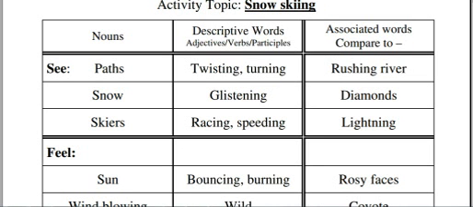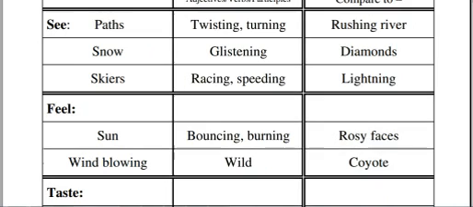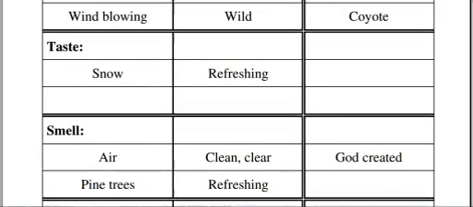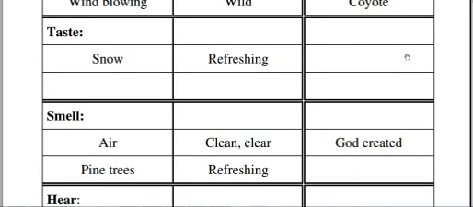Then she put some things on the other side, because remember, you have to have at least 2 similes. So she could compare it to a rushing river, diamonds, skiers like lightning, or just words that you could associate it with. Rosy faces because of the sun burning them. The wind blowing, she wanted to bring in coyotes with that. She couldn't really think of anything for snow, and that's fine.